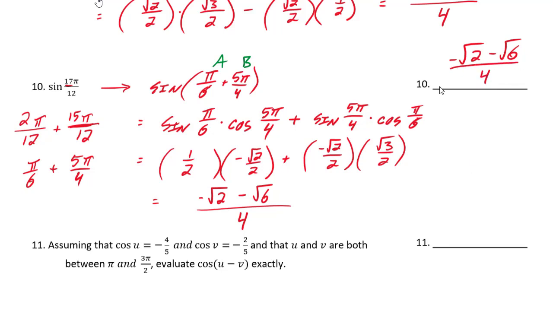Or I could technically rearrange that, make negative rad 6 go first, then minus rad 2 on top. Or I could even factor a negative out if I wanted to. So there's a couple of different ways to write our final answer, but as long as it would be equivalent to what I currently have there on the screen, it would be a-okay.